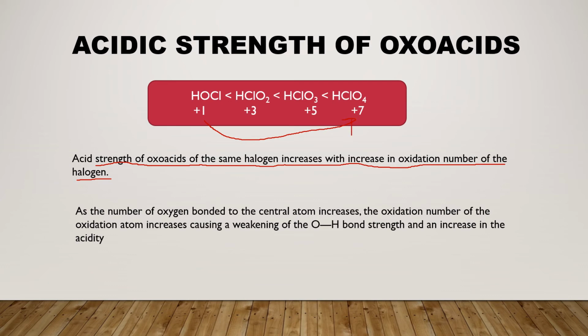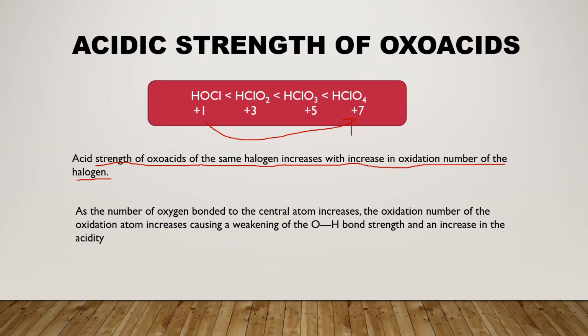But why is it increasing? What is the effect of oxidation number of halogen on the acidic strength? As you can see here, as the number of oxygen bonded to the central atom increases, the oxidation number of the atom increases, causing a weakening of the OH bond strength and an increase in the acidity. You know, acidic character means how easily an oxoacid can lose its H positive. It will tell about its acidic strength.